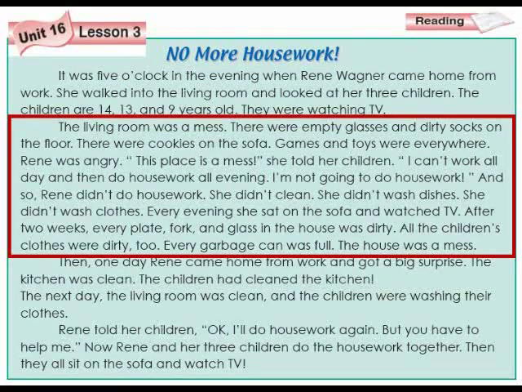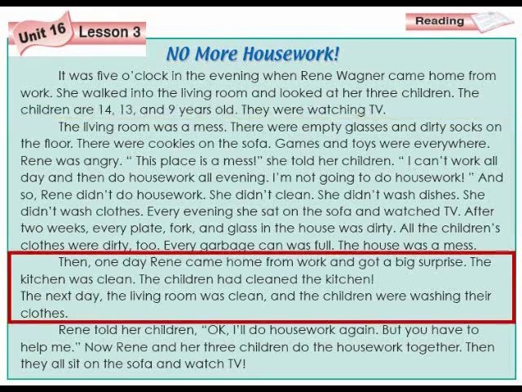And so Renee didn't do housework. She didn't clean. She didn't wash dishes. She didn't wash clothes. Every evening she sat on the sofa and watched TV. After 2 weeks, every plate, fork, and glass in the house was dirty. All the children's clothes were dirty too. Every garbage can was full. The house was a mess.